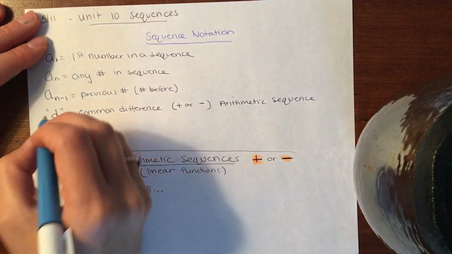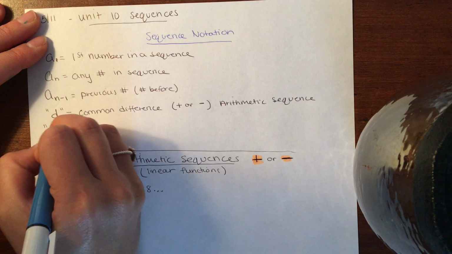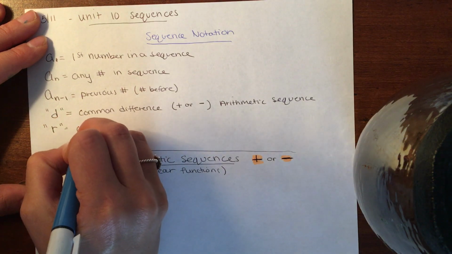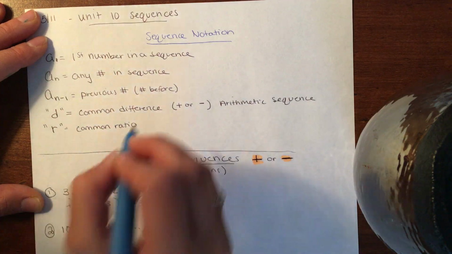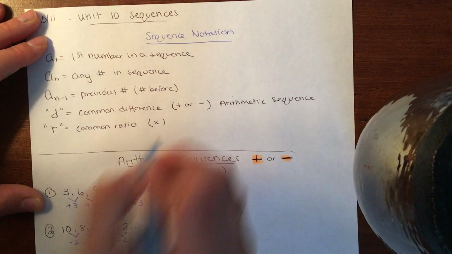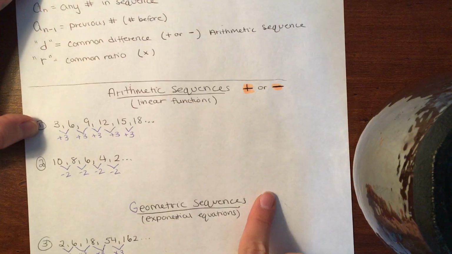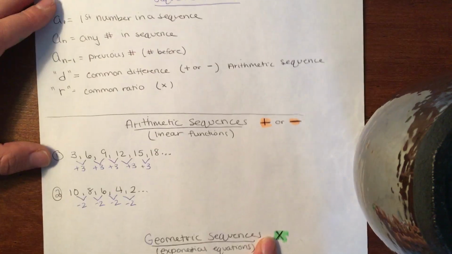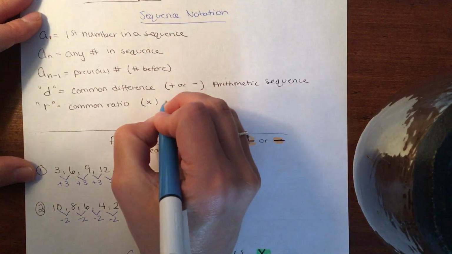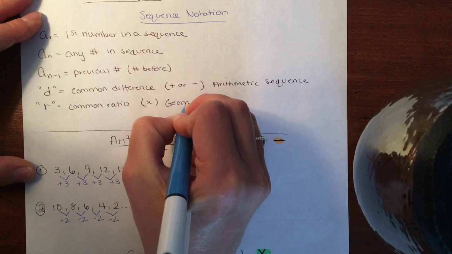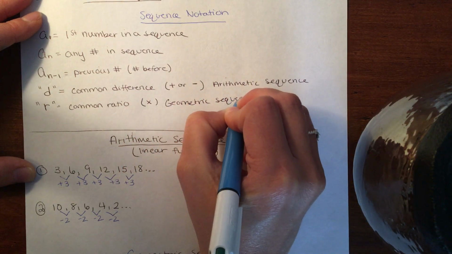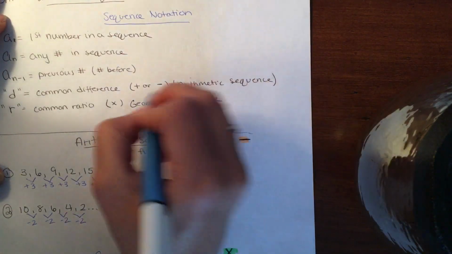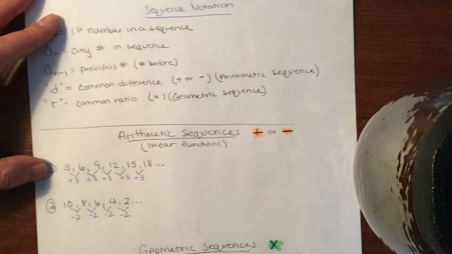Okay? We're going to use the letter R to represent our common ratio. And that is what we are going to be multiplying our sequence by. So in that case, multiplying would make it a geometric sequence. So you're only going to see that in a geometric sequence. Okay, so arithmetic sequence for common difference, geometric sequence for common ratio.